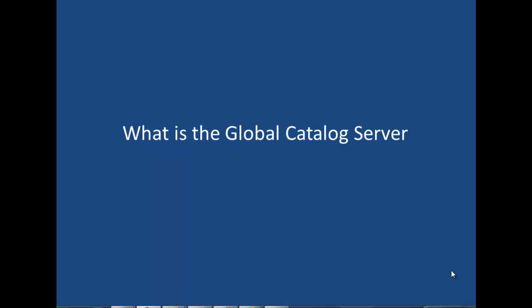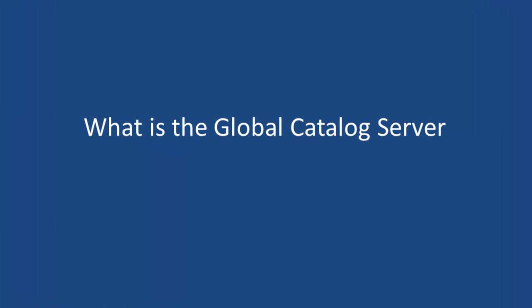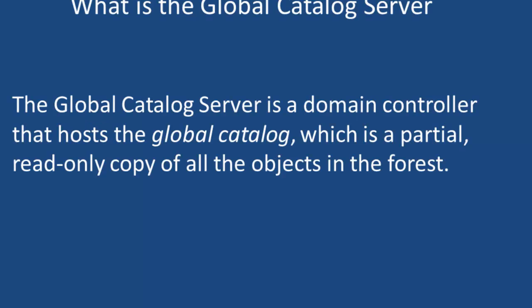Hello, everyone. In this session, we want to talk about the Global Catalog Server. What is a Global Catalog Server? Well, the Global Catalog Server is a domain controller that actually hosts the global catalog. What is it? The global catalog is a partial read-only copy of all the objects in the forest. Now let's look at a scenario that explains this concept.